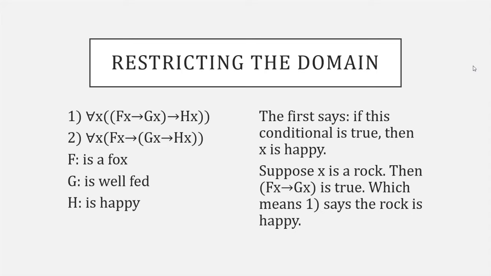If instead of number 1 you'd written Fx and Gx, then Hx, that would have been fine. That would have been about all of the well-fed foxes. Yeah? So that's the other way of narrowing down the topic, doing it with conjunctions rather than conditionals. But if you're going to do it with conditionals, do it like number 2. Yeah? Okay? Questions about that? I hope it's clear now.